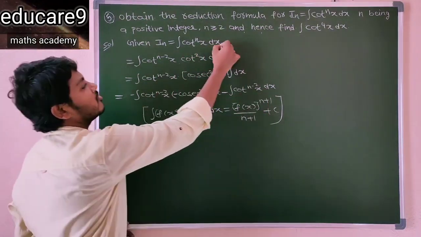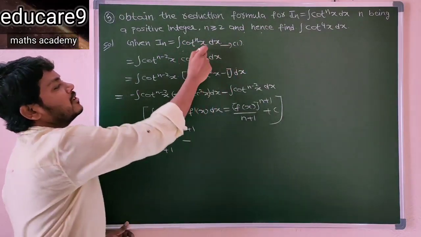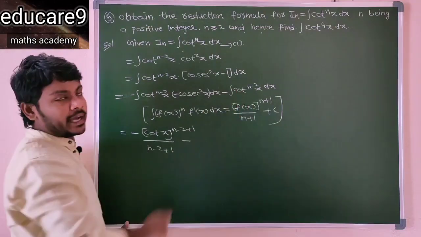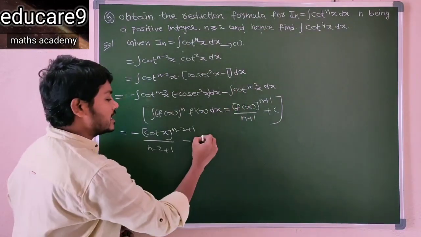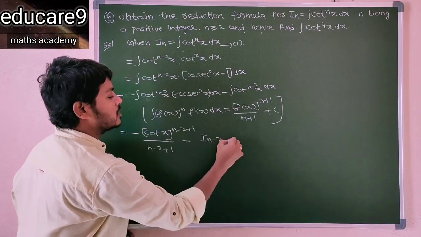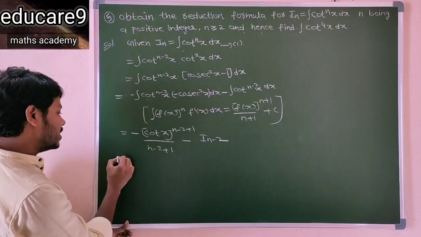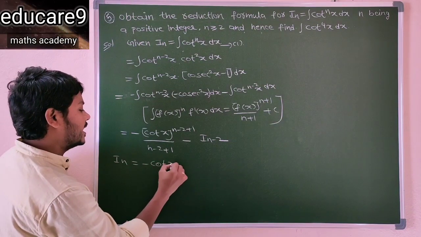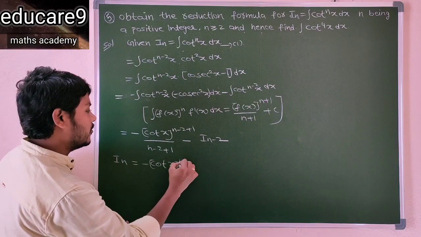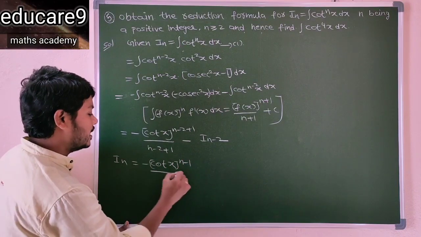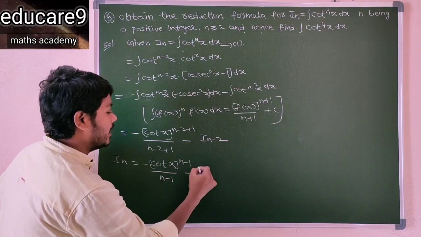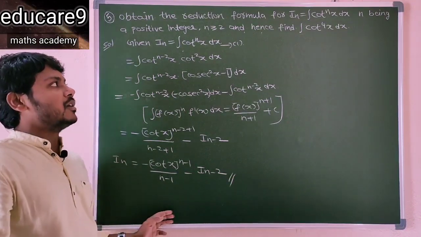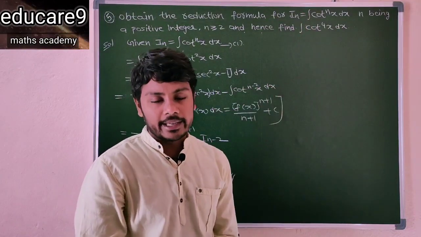So see here, from equation 1, integration of cot^n x is written as I_n. So here cot^(n-2) x can be written as I_(n-2). So therefore I_n is equal to what? Minus cot x whole to the power n minus 1 by n minus 1, minus I_(n-2). So this is the reduction formula for cot^n x dx.